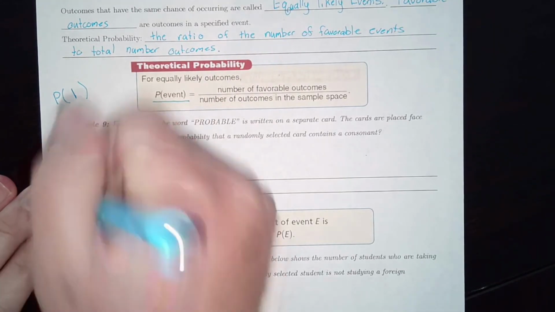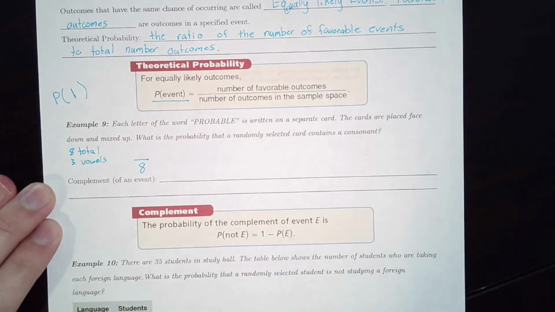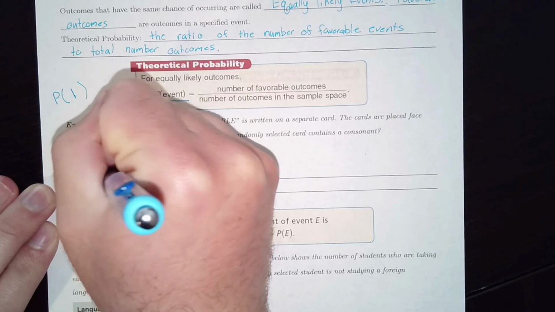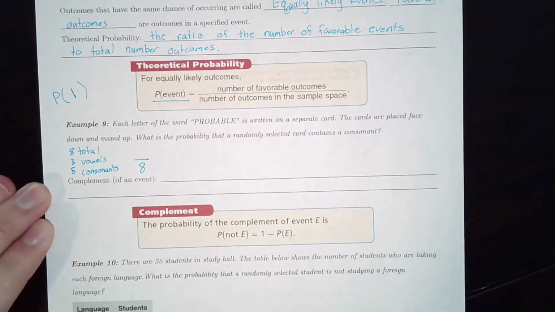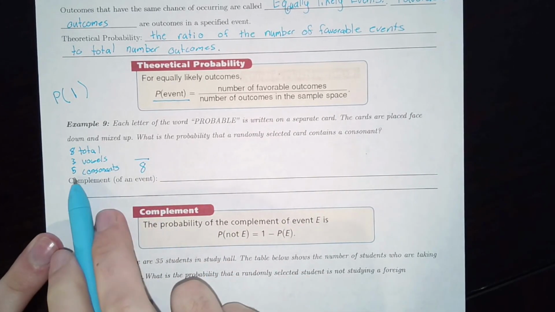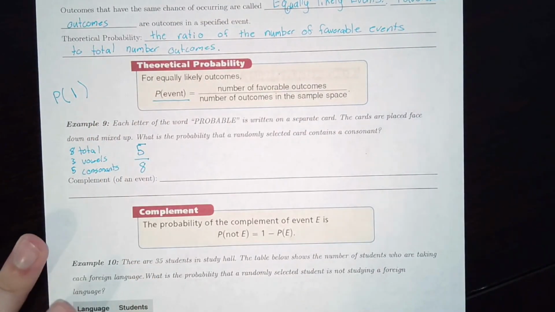If I look at those, 3 of them are vowels. I got the O, the A, and the E. And then the other 5 are consonants. So I want to know how many different ways can I choose a consonant. Well, that's my 5 consonants that I have. So my favorable outcomes, there are 5 of them. So my answer is 5 over 8.